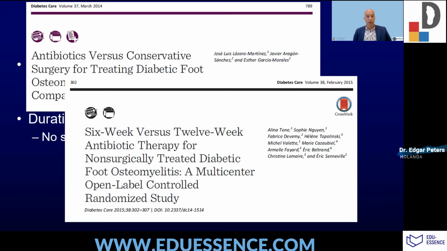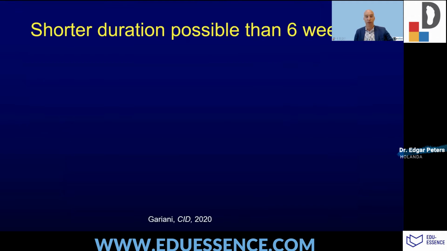Another study looked at 6 weeks versus 12 weeks of antibiotic treatment, a French study where they did not find a significant difference among the two groups. Now, that group, patients that required immediate surgery, as in the previous study, were excluded from the study. Again, in such a subgroup of patients, it's safe to give 6 weeks of antibiotic treatment compared to 12 weeks of treatment. Perhaps it's possible to treat for even shorter duration of treatment.